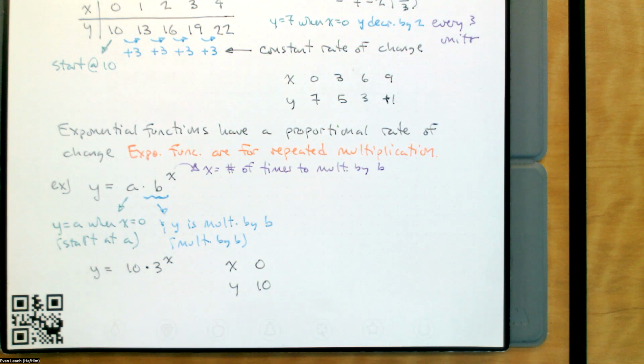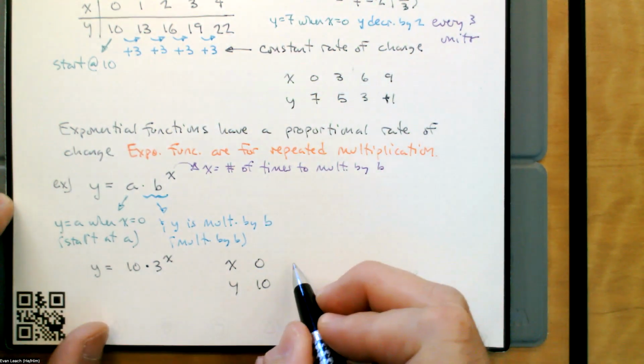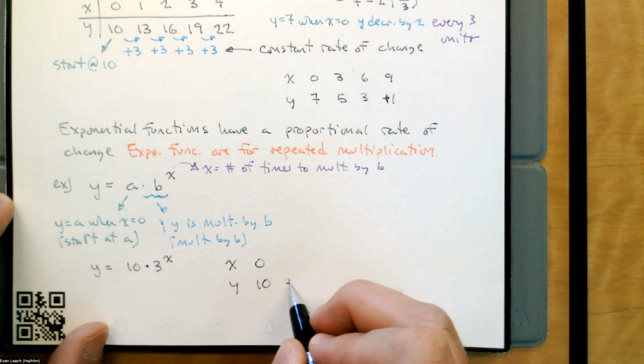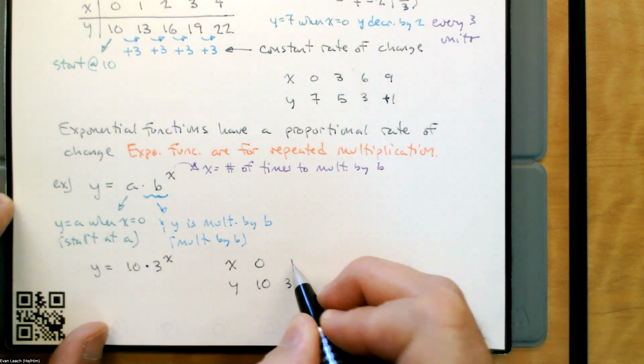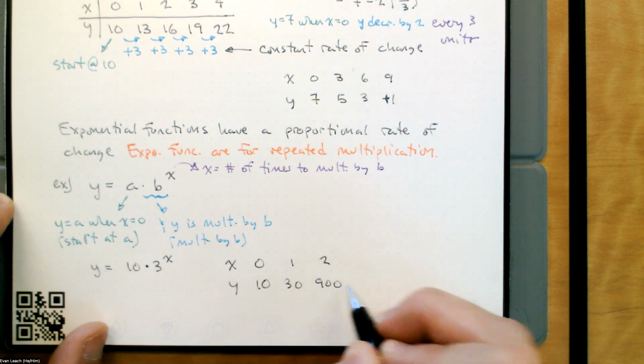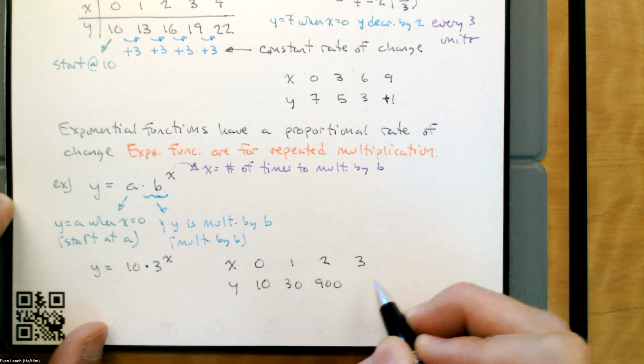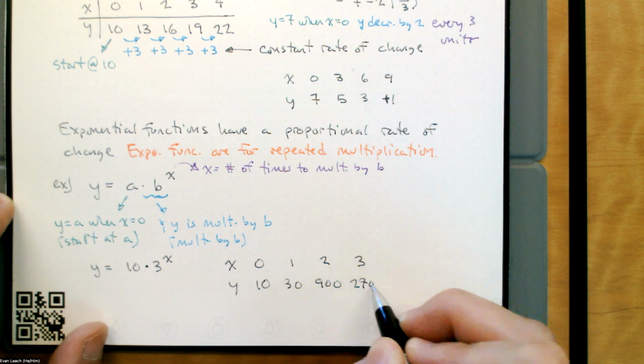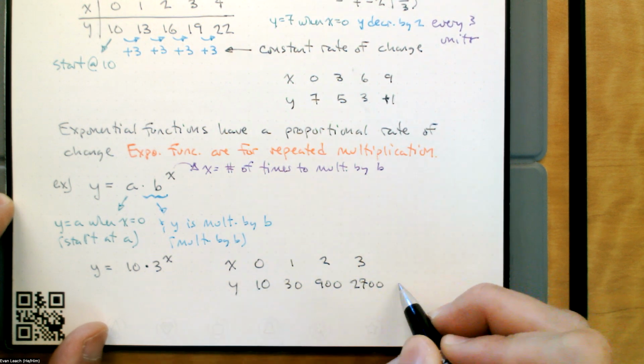So if I just modify my previous example, starting at 10 and changing with a 3, instead of adding 3 every unit, I'm going to multiply by 3 every unit. So we'll multiply by 3 in 1 unit, then the next unit we'll multiply by 3 again, and then we'll multiply by 3 again, and then we'll multiply by 3 again.